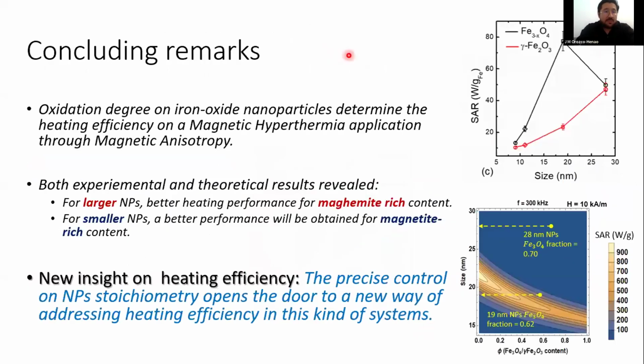Here I display some concluding remarks regarding this work. The oxidation degree of iron oxide nanoparticles is closely related to their heating performance in a potential application in magnetic hyperthermia, through the effective magnetic anisotropy of the system. Larger nanoparticles have better heating performance for maghemite-rich content. Instead, smaller nanoparticles have a better performance when they are magnetite-rich.